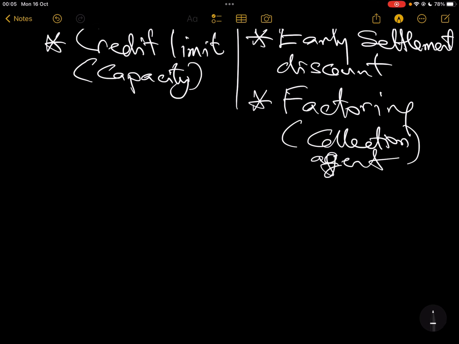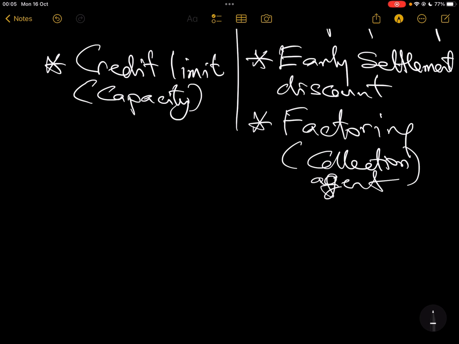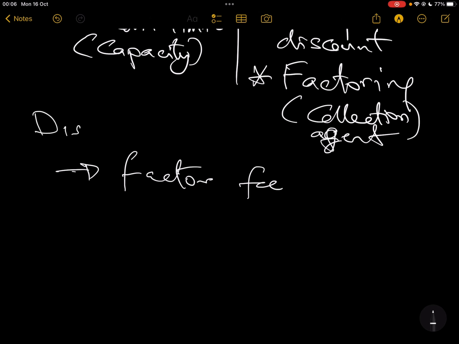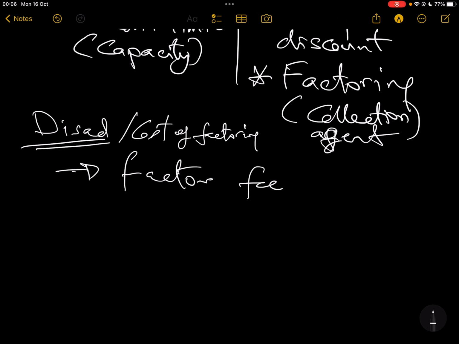But everything comes with cost and benefit. So these are the things you need to weigh before you decide how you want to go as a company. Because like I said, early settlement discount comes at the cost of the discount. Likewise, factoring comes at a cost. The factor agent is going to charge you. So usually there's a factor fee. If I call it disadvantages, or cost of factoring, there's the factor fee, which usually is expensive.